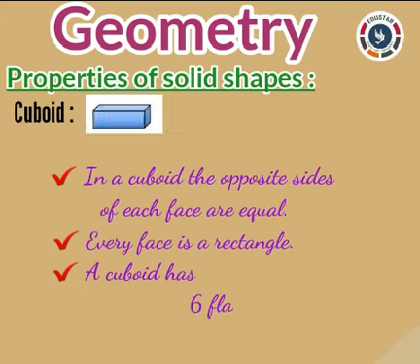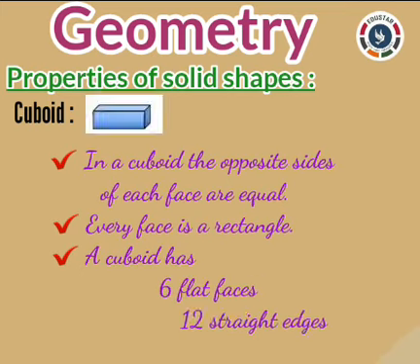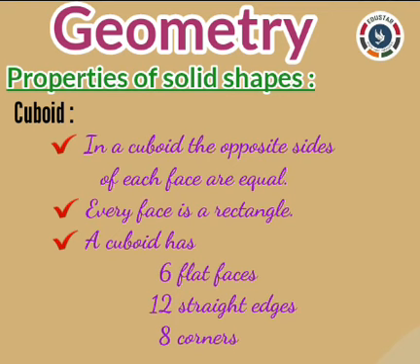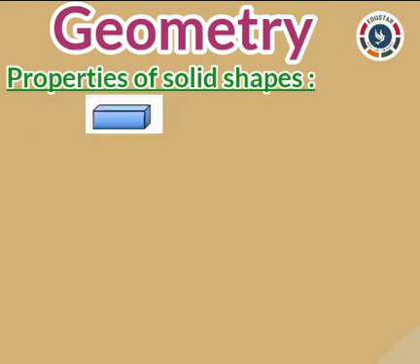Every face in a cuboid is a rectangle. A cuboid also has 6 flat faces, no curved faces, 12 straight edges, no curved edges and 8 corners.